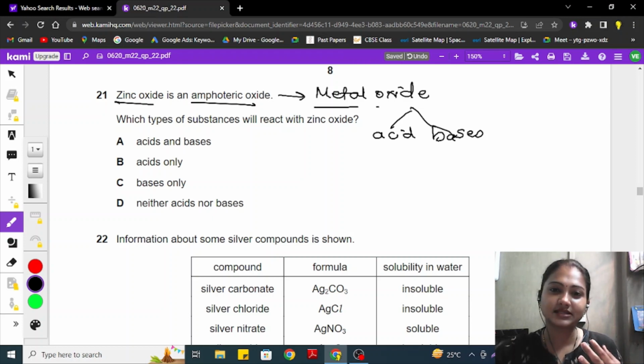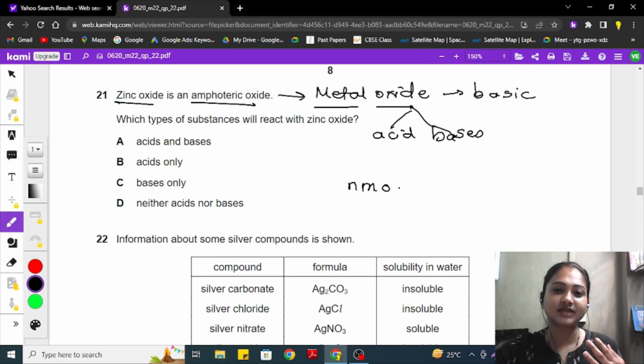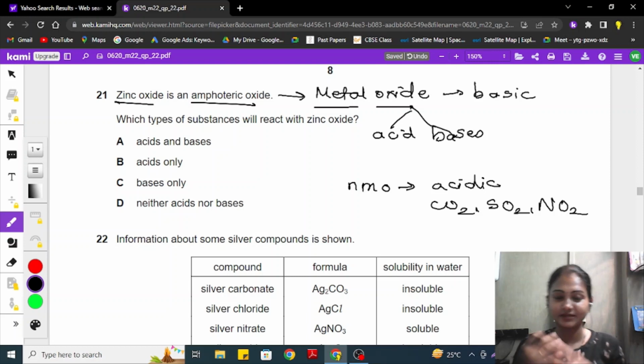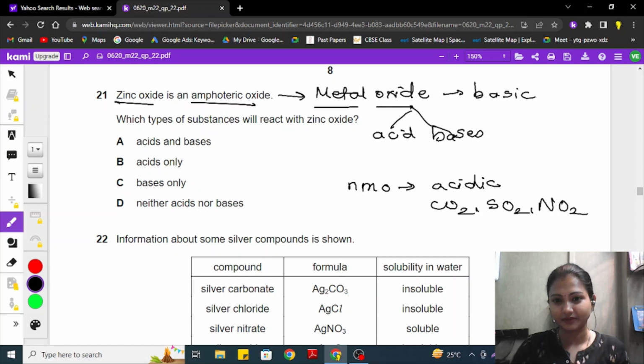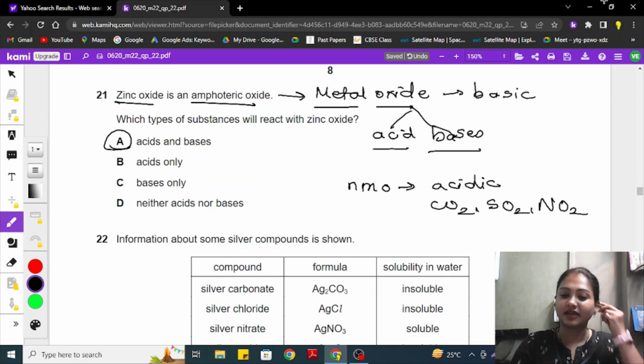Normally, metal oxides are generally basic in nature, and non-metallic oxides are acidic in nature. For example, carbon dioxide, sulfur dioxide, nitrogen dioxide, and so on. So the question is, zinc oxide is an amphoteric oxide, which means it can react as acid as well as base. Which type of substances will react with zinc oxide? As it can react with acid as well as bases, we have the first option here. So the first option is it can react with acids as well as bases.